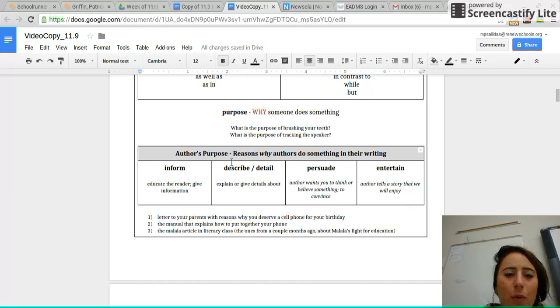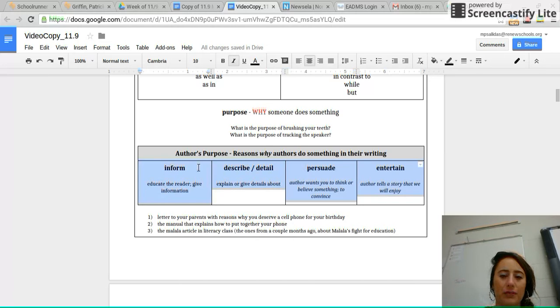These are the four main purposes that an author can have: to inform or educate the reader and give information, describe something or to detail it, which means to give details about it. An author can persuade, which means when they want you to believe in something, to convince you of something, or entertain. So that's usually just a story when an author tells a story to entertain you. These are the four reasons why authors write.